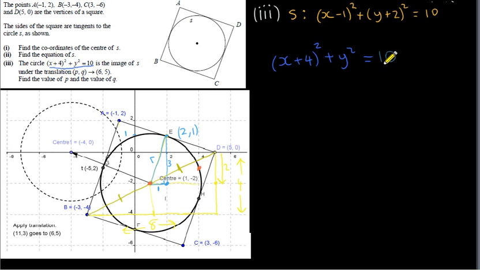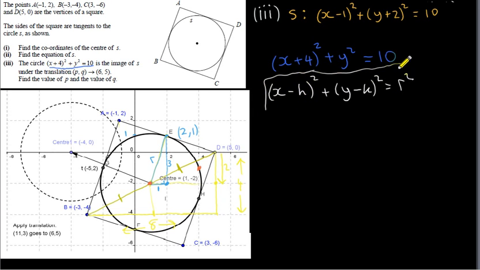Now, if we wanted to draw a rough sketch of it, what would we have to do? We'd have to get the center. So we'd have to compare it to the general form of a circle. The general form of a circle looks like this: x minus h squared plus y minus k squared equals r squared. We just compare it to this here. This is something you just look up or memorize.